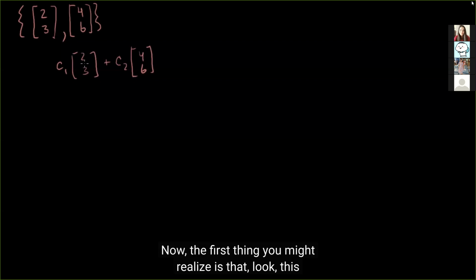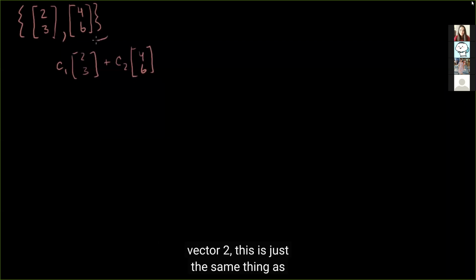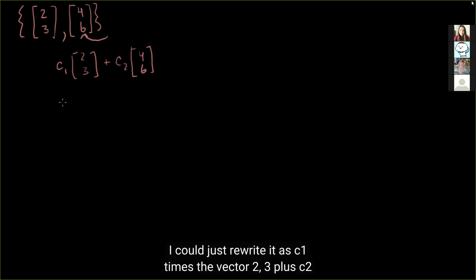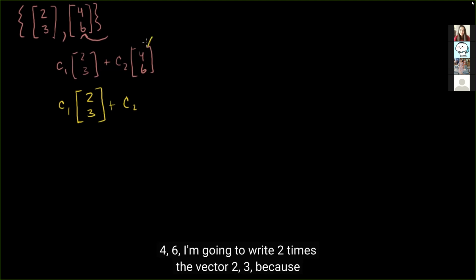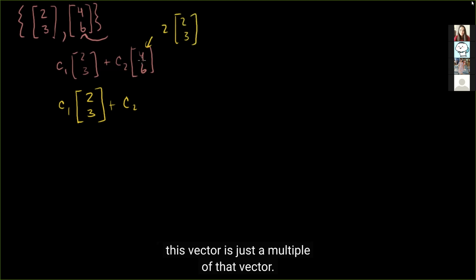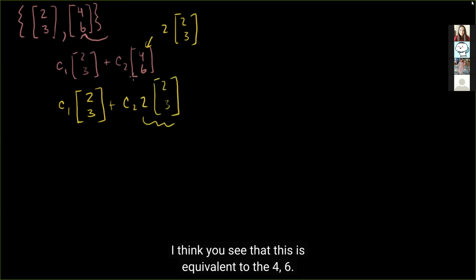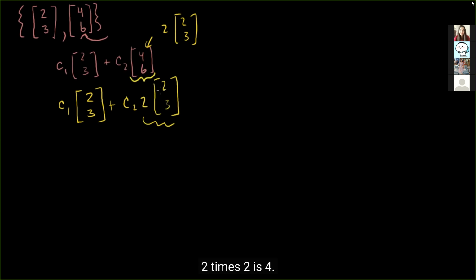Now, the first thing you might realize is that this vector 4, 6 is just 2 times the vector 2, 3. So I could just rewrite it as C1 times the vector 2, 3 plus C2 times, instead of writing the vector 4, 6, 2 times the vector 2, 3. Because this vector is just a multiple of that vector. So I could write C2 times 2 times 2, 3. I think you see that this is equivalent to the 4, 6. 2 times 2 is 4, 2 times 3 is 6.